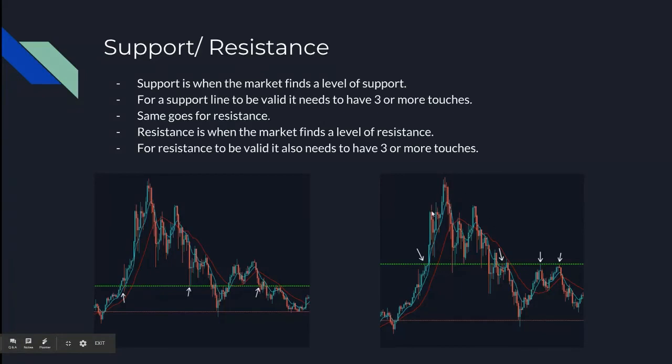This is a 1 hourly chart. So it went up, moved in this area above the line of resistance, and then came right back down, rejected off this line multiple times here, went down, came up, rejected off this resistance line, went down, went up, rejected off this resistance line. All right. Same thing for resistance. For it to be valid, it also needs to have 3 or more touches.